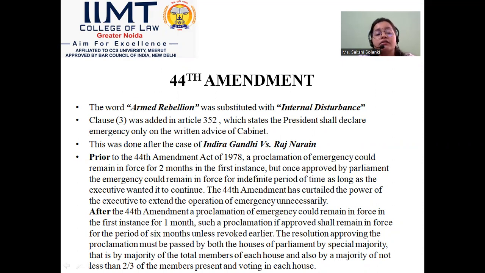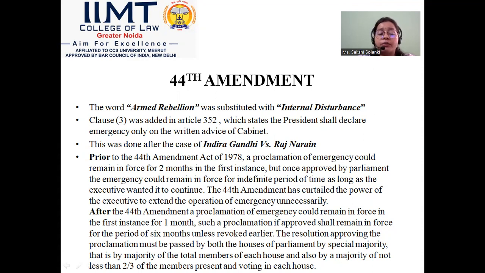Before the 44th Amendment Act 1978, a proclamation of emergency could remain in force for 2 months in the first instance. But once approved by Parliament, the emergency could remain in force for an indefinite period of time as long as the executive wanted it to continue. The 44th Amendment had curtailed the power of the executive to extend the operation of emergency unnecessarily.